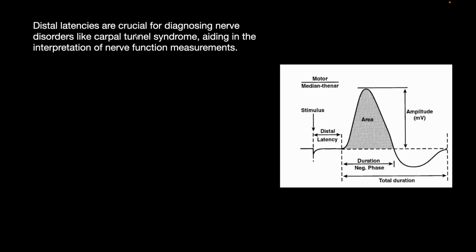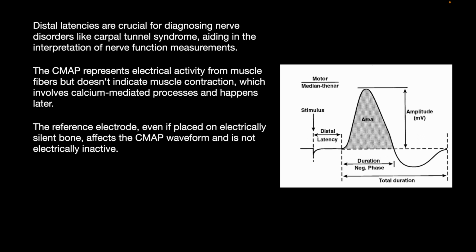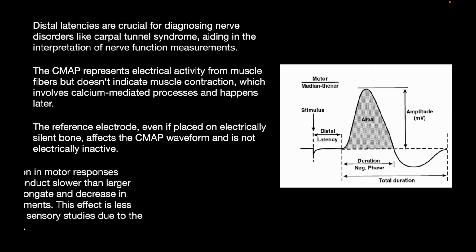Distal latencies are crucial for diagnosing nerve disorders, aiding in interpretation of the nerve's function. The CMAP represents the electrical activity of the muscle but does not indicate muscle contraction, which involves calcium mediated processes and happens much later. The reference electrode is placed on the electrically silent bone, though it affects the CMAP's waveform, and it's not electrically inactive.